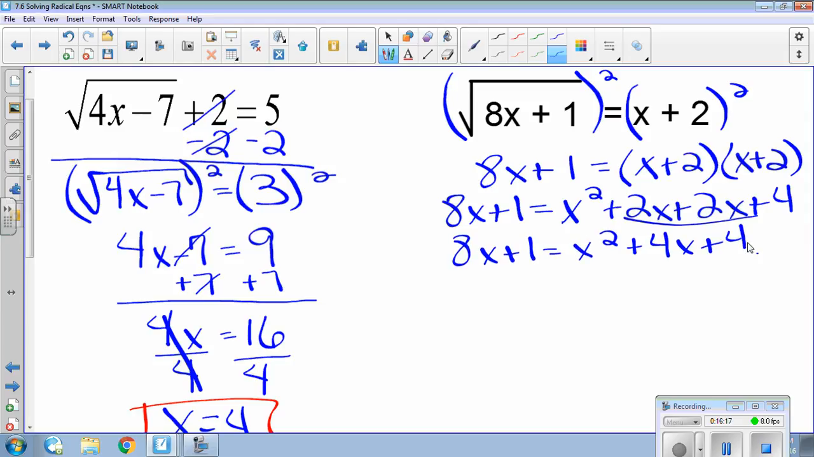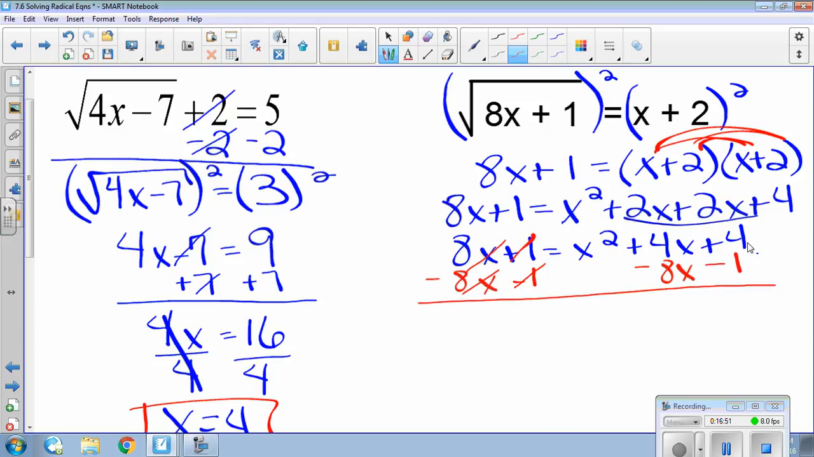Now, I'm going to leave my x squared over here because it's positive. I don't want to move it to the other side and make it negative, just to put it on the left. I'm going to leave everything on the right. So I need to get rid of the 8x and the 1. I need to subtract 8x from both sides, and then subtract 1. So I end up with 0, which is what I want, equals x squared minus 4x plus 3.